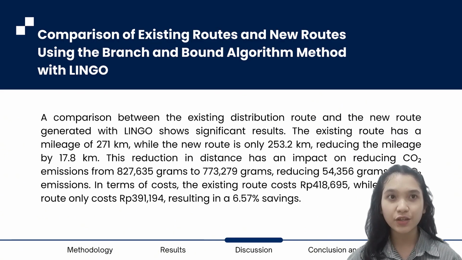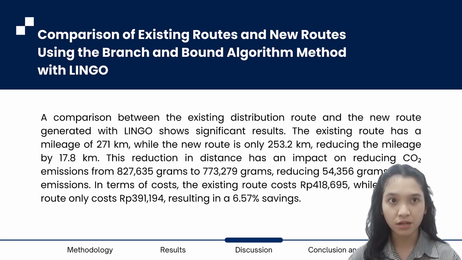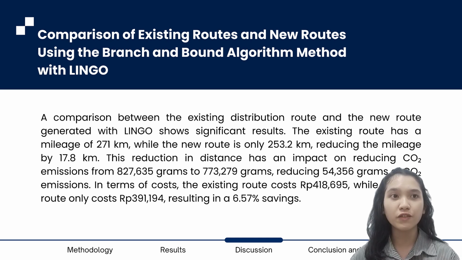Comparison of existing routes and new routes using the branch and bound algorithm method with Lingo. The comparison between the existing distribution route and the route generated using the Lingo software with the branch and bound algorithm shows significant results. The existing distribution route used by TBBM Semarang has a total distance of 271 kilometers, while the new route generated by Lingo is shorter at 253.2 kilometers, indicating a reduction of 17.8 kilometers in the total distance.